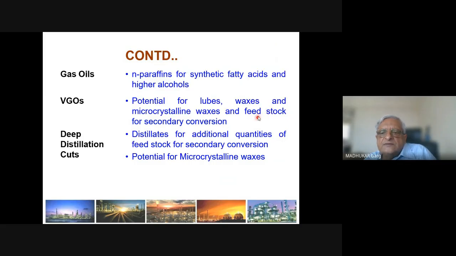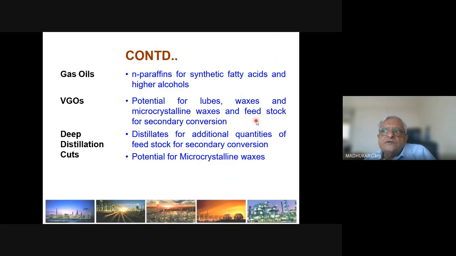In fact, back when I was at IAP, we developed and commercialized a wax making technology at Numaligarh refinery. That particular unit, which was set up at a cost of 800 crores, produces paraffin wax and microcrystalline wax from Assam crude. Assam crude is quite waxy in nature. It is rich in aromatics, and it is rich in wax also. That's why there's good potential to make wax from Assam crude.